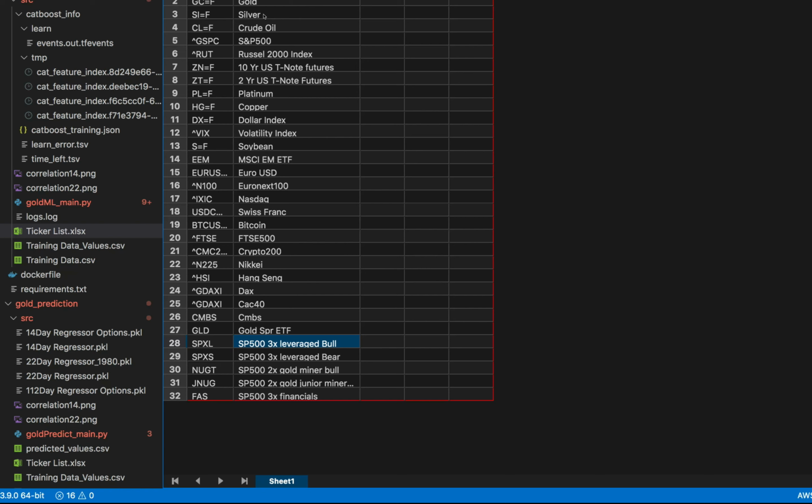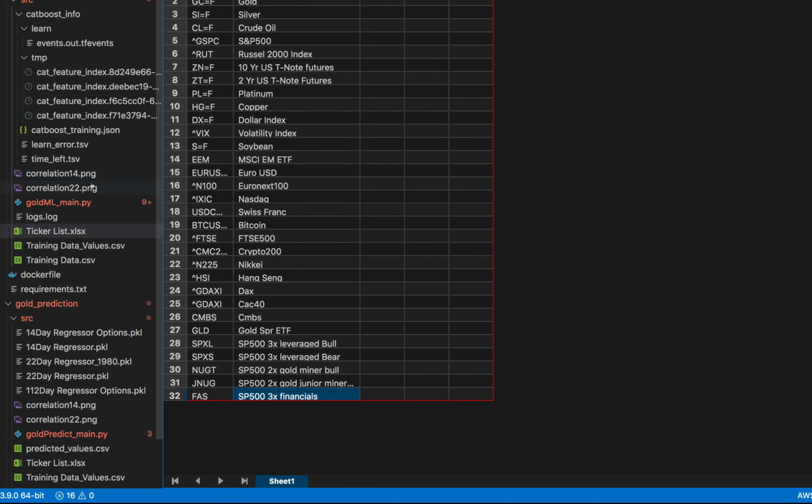Also, I'm tracking basically the price of insurance. These are two leveraged index instruments, and this is sort of the tracking of insurance on the S&P 500. And I'm also tracking the gold miner stocks with this leveraged index, called the Direxion index, and the financials, the banking sector leveraged index.